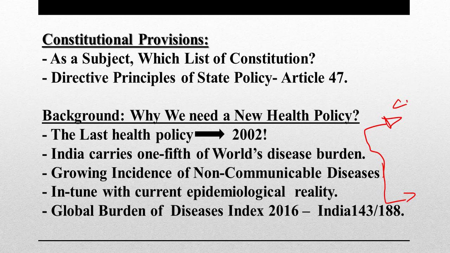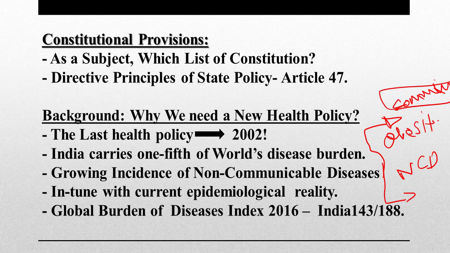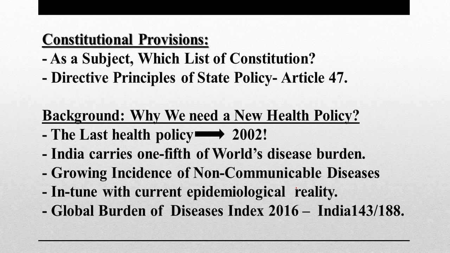That is, earlier we had communicable diseases. India being a tropical country, we had communicable diseases. These are still prevalent, but new kinds of diseases which are non-communicable, like obesity and diabetes, are emerging now. So we need a new policy to cater to such challenges. That is another need for a new policy. And the fourth point is being in tune with current epidemiological realities. These points are basically related to each other.